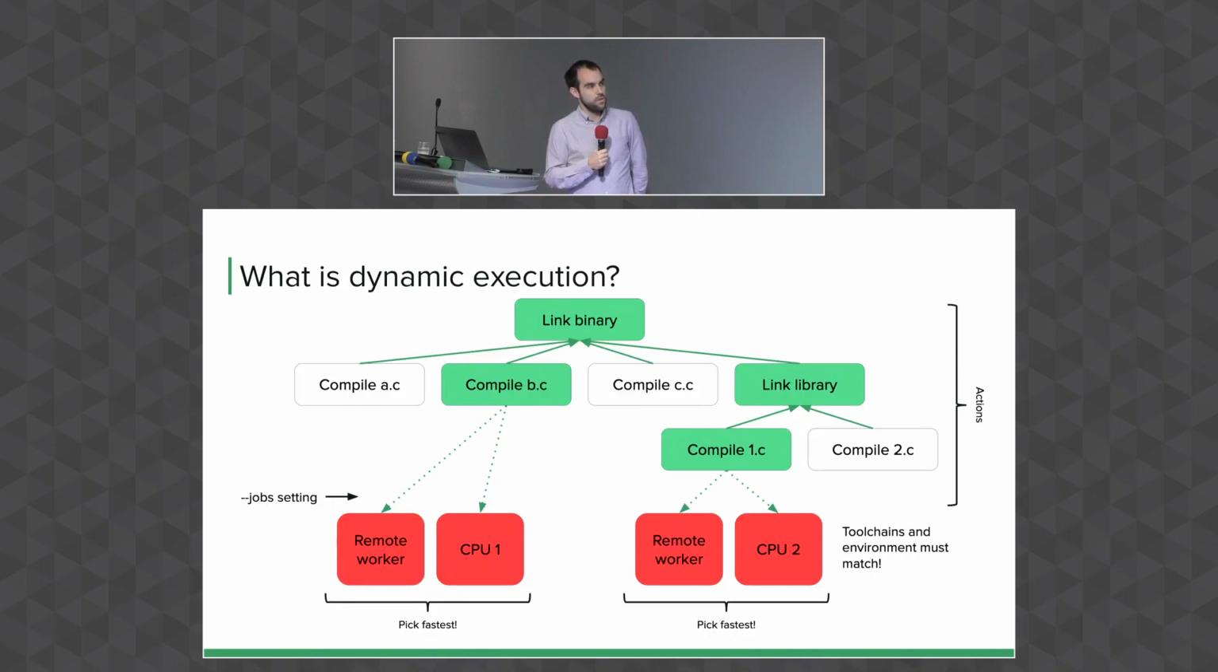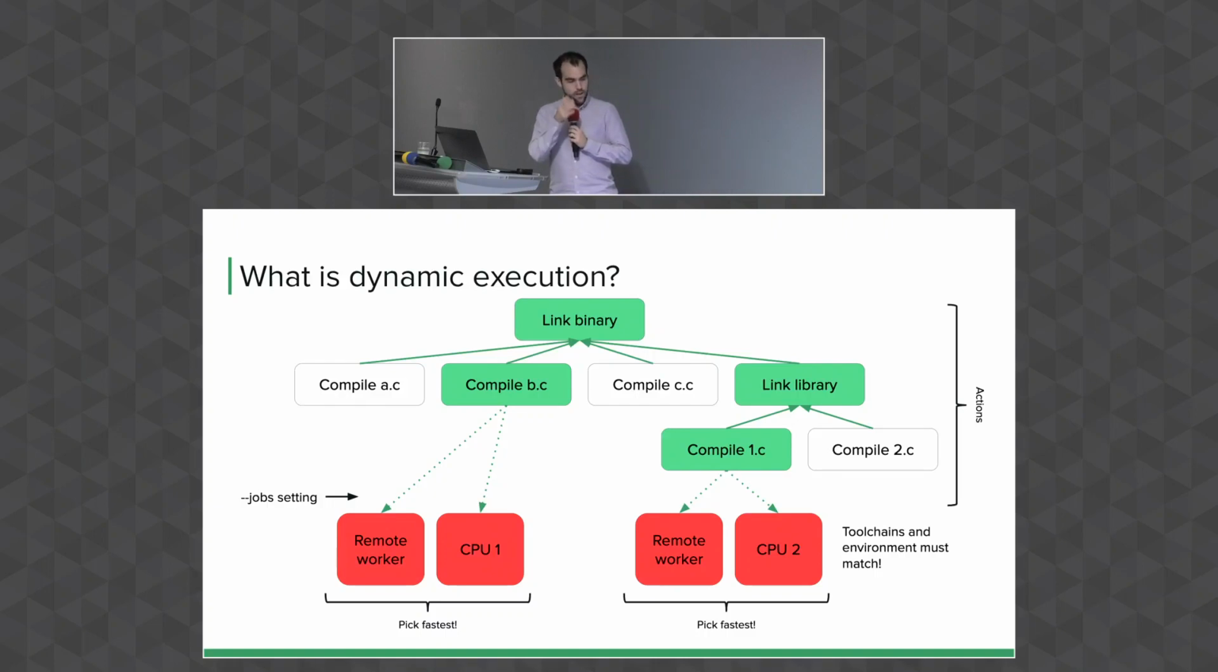So with this, as I was saying before, let's say b.c is always faster locally, but for whatever reason somebody happened to build that remotely earlier, and it was cached, then you would take advantage of that immediately without having to rebuild it on your local machine, even if you thought that building it locally would be faster. So that's essentially dynamic execution in concept. Very simple, right? So now we will dive into the details a little bit more.